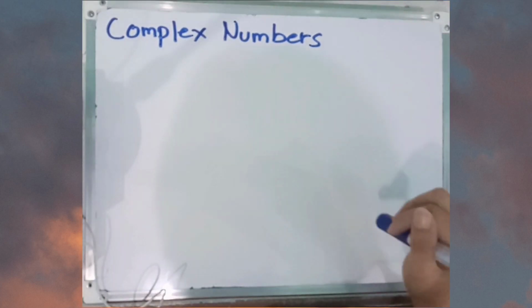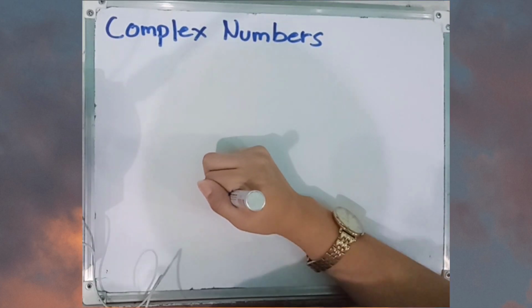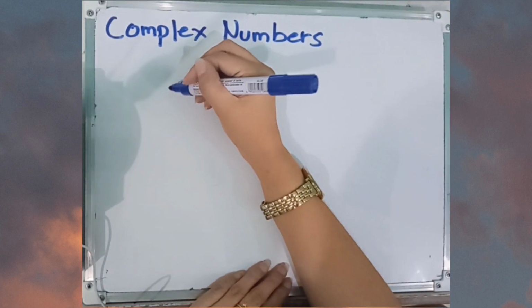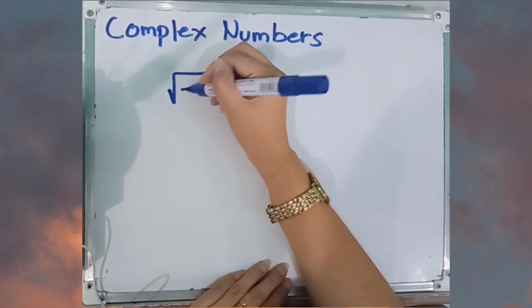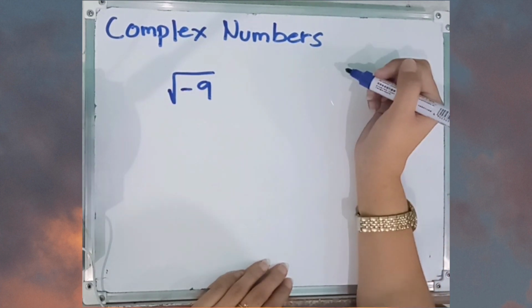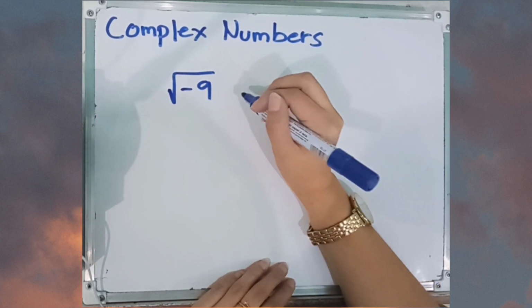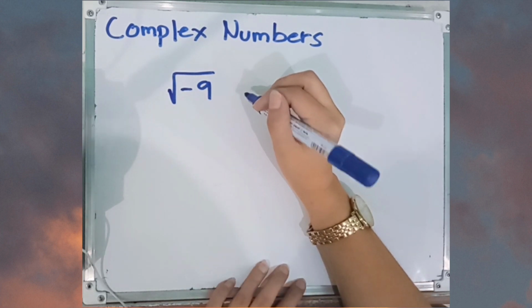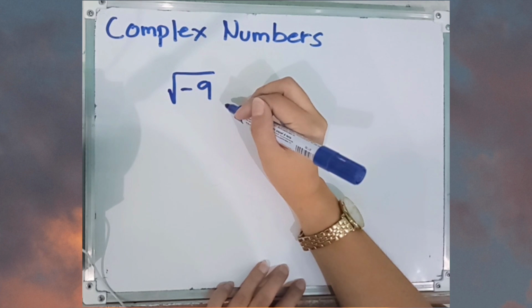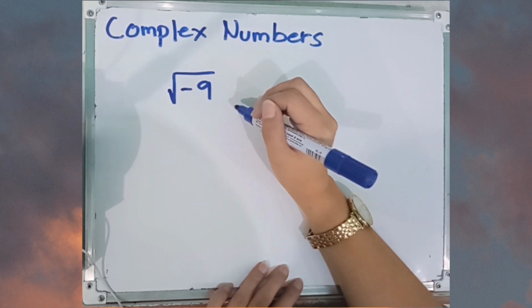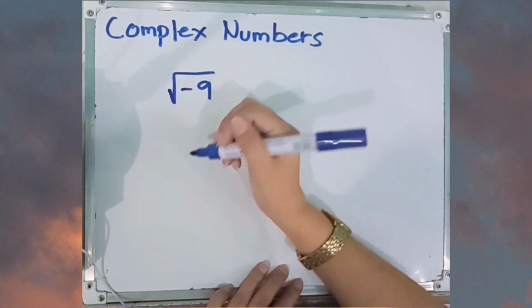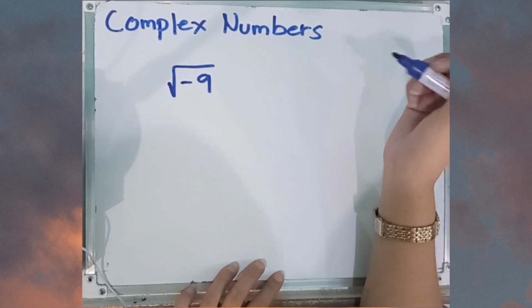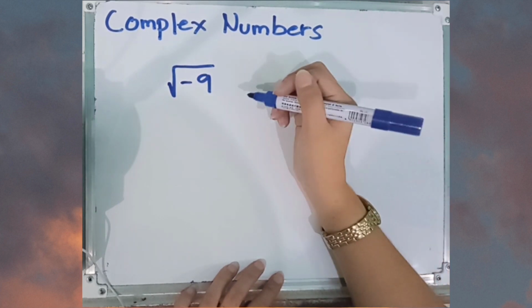Hi everyone, in this video I will be discussing complex numbers. So for instance, if we have the square root of -9, take note that we won't get a real number out of the square root of a negative number. The square root of -9 is not a real number since there is no real number that we can square and get -9.